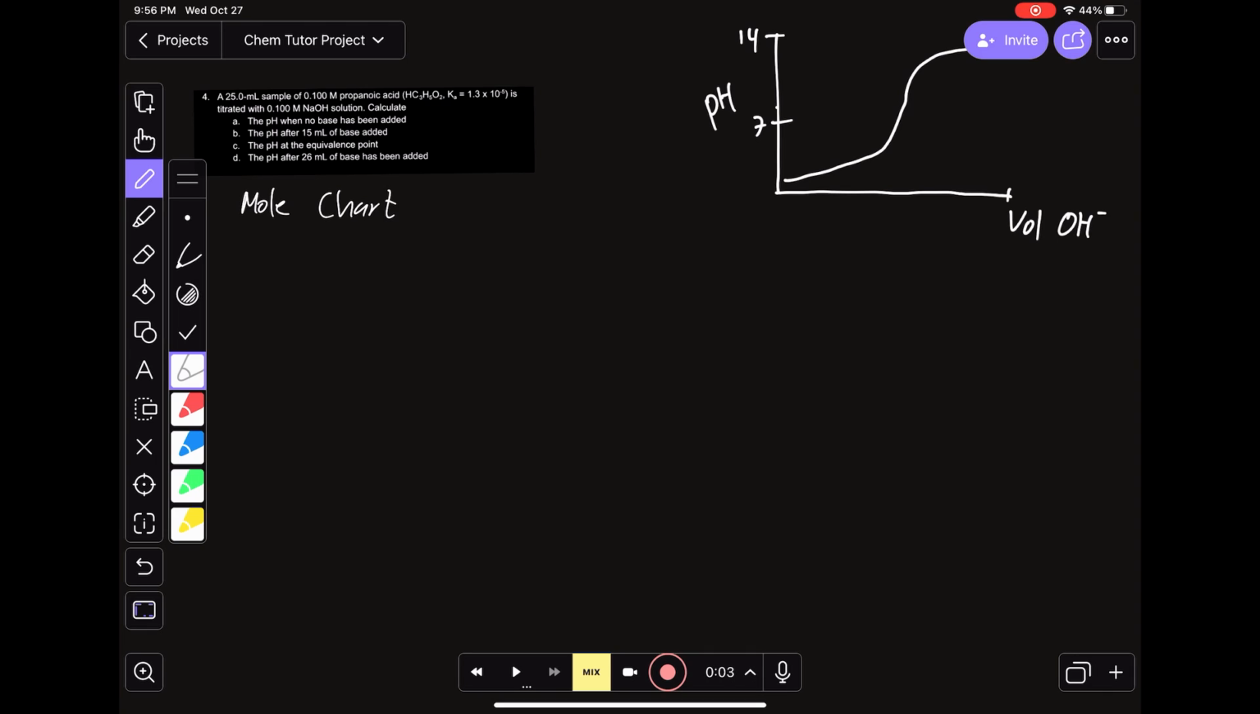We happen to use the same reaction, which is HA plus OH minus yields H2O plus A minus. Now part C is definitely the trickiest of all these problems. We have initial and change. Our initial is the same as before. It is 0.0025 for the acid, and at equivalence point we know that the base has to match it, so it also has to be 0.0025 moles. Of course, water and the conjugate are 0 because nothing has reacted yet.